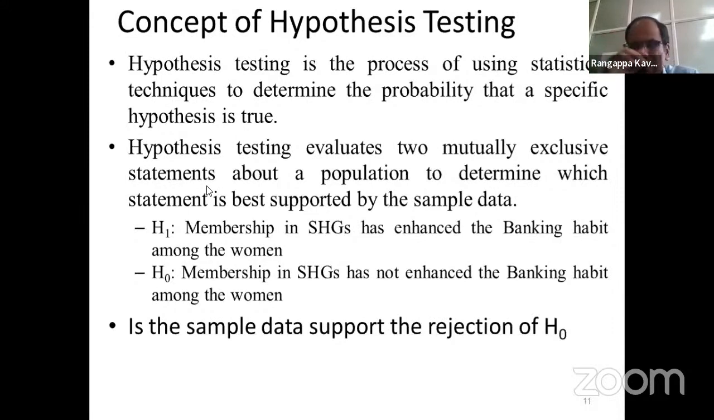And I find a lot of people commit mistakes. They say, "Oh, since I have rejected the null hypothesis, we could accept the alternative." No, don't write it. So suppose your testing process rejects the null hypothesis, you can draw the inference that this self-help group has enhanced the banking habit among women.